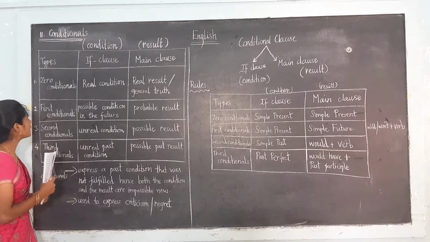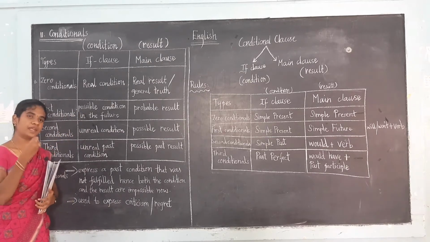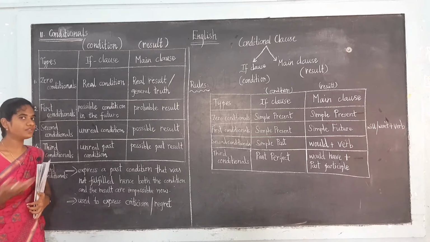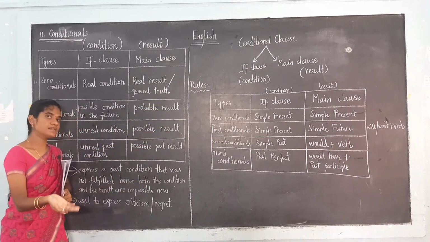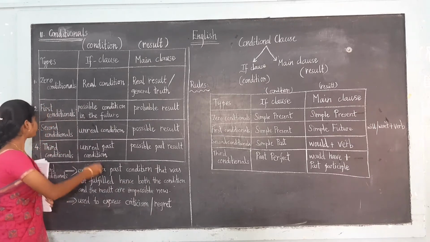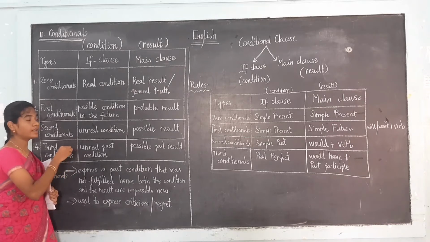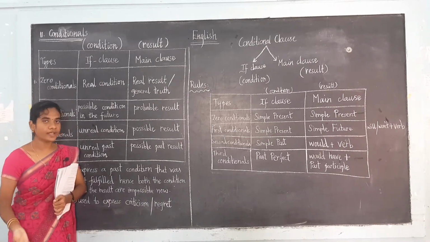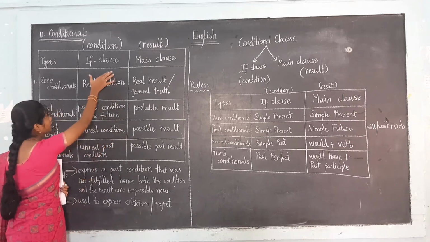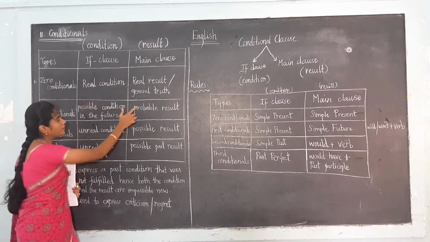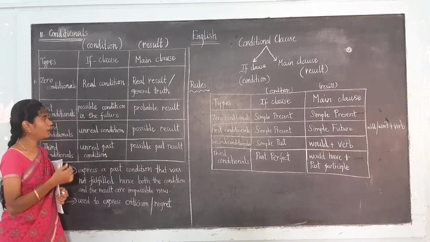And for the first conditional, the if clause states a possible condition in the future. It may be any condition in the future and the main clause states its probable result. It has its probable results. And the second conditional, and the third, are the unreal, the things that will not happen. Okay, so the unreal condition: the if clause states the unreal condition and the main clause states its possible result. It has its possible results.